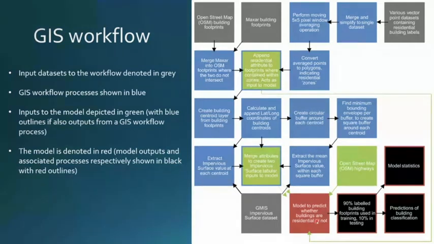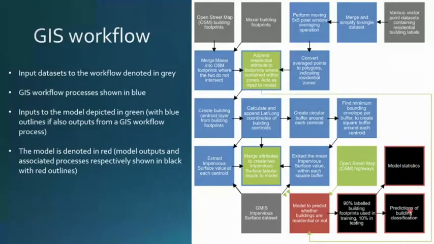So then we can predict whether buildings are residential or not. We do this by training the model with 90% of the label building footprint data, and we use the other 10% to test to validate the model to see how well it's performing, which means we have model statistics, such as the AUC value, which tells us how well the model's performing. It also means that then we can predict for the buildings which don't have labels.